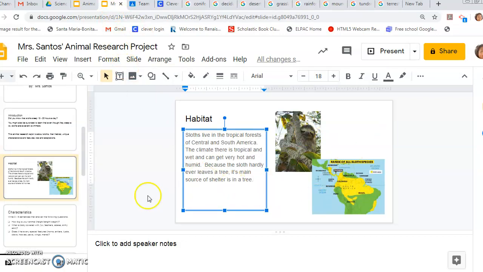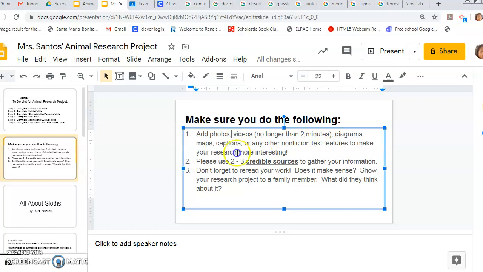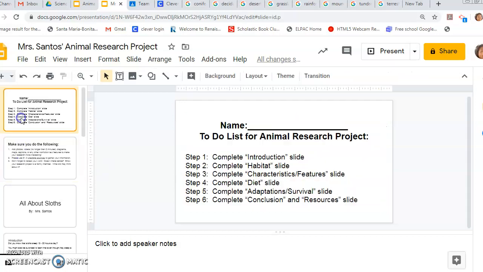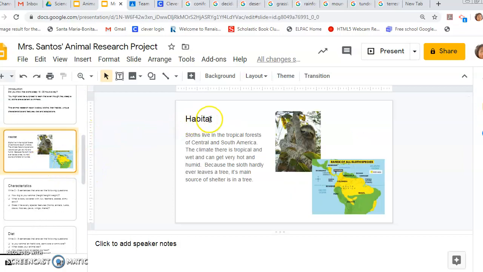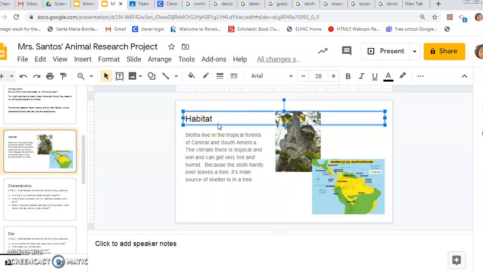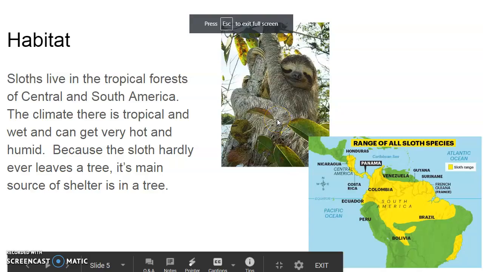And remember that part of this is to make sure that I'm using photos and maps and stuff that are one, very interesting, and 2, that actually match what I am talking about. So if I'm talking about its habitat, I've got to show my animal in its habitat. So there's my sloth in its habitat and where it lives. So I even included a map of where you can find the sloth.